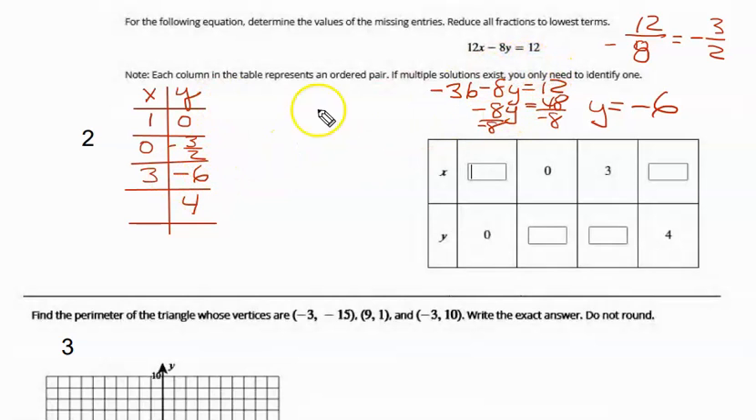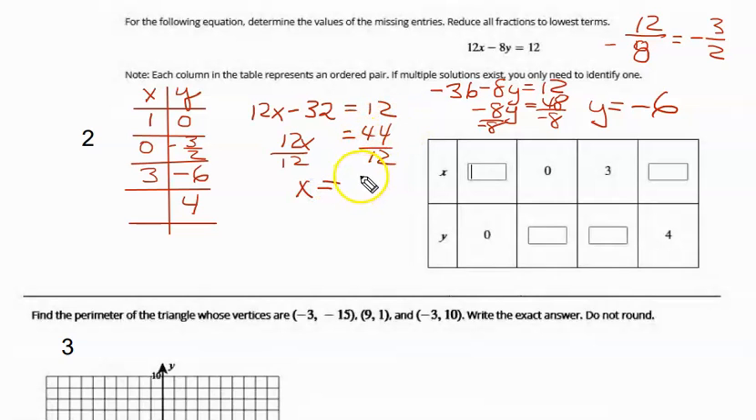Now again, if y is 4, this will be 12x. Negative 8 times 4 is a negative 32 equals 12. So we're going to add 32 to both sides, or just transpose that. That becomes 44. And then divide everything by 12. And we can take a 4 out of each one, so this is 11/3.